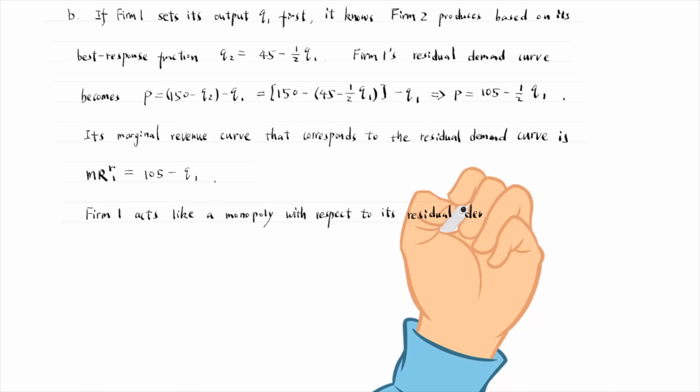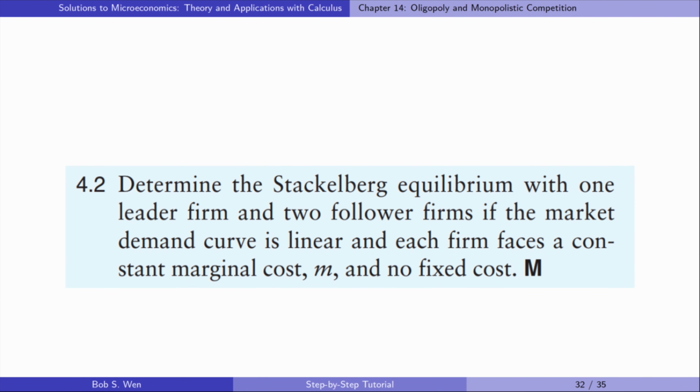A variant method is to write the Stackelberg leader's profit function and use the first-order condition for profit maximization to solve for the leader's output. Let's go to exercise 4.2.